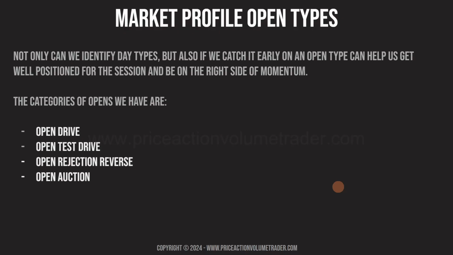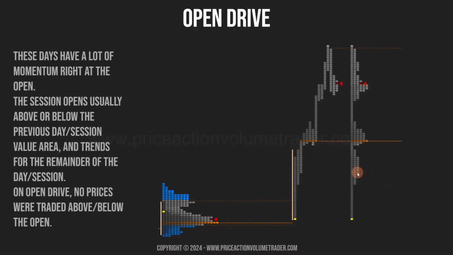So the categories of openings that we have are open drive, open test drive, open rejection reverse, and open auction. And again, all this theory is taken from the material from Steidlmayer and from the Jim Dalton books as well, which those two traders are considered the godfathers of market profile trading. So let's start off with the open drive.